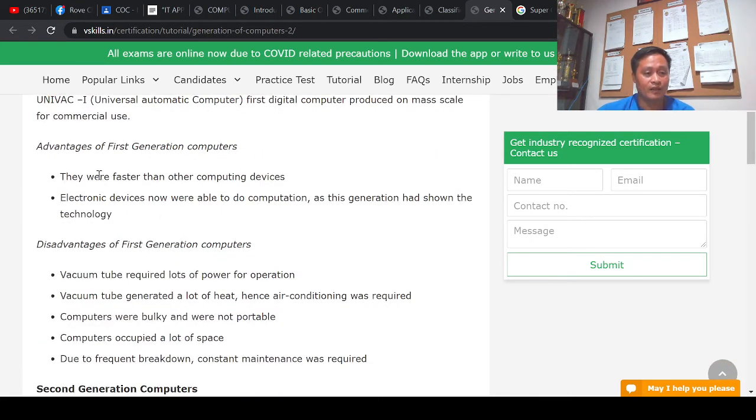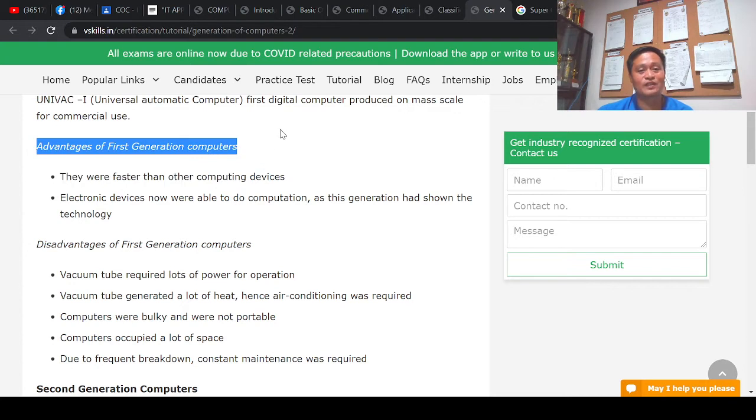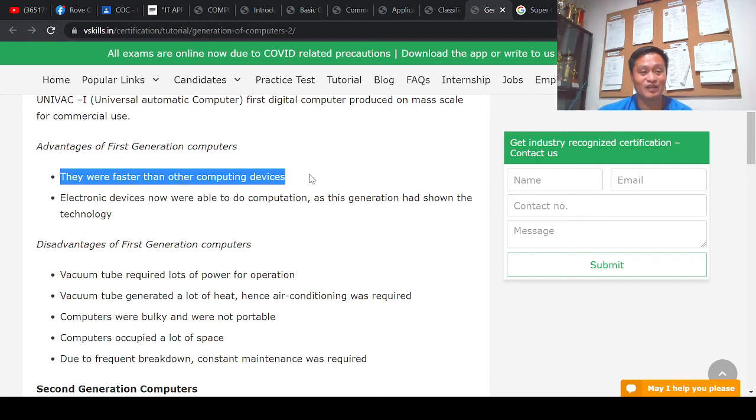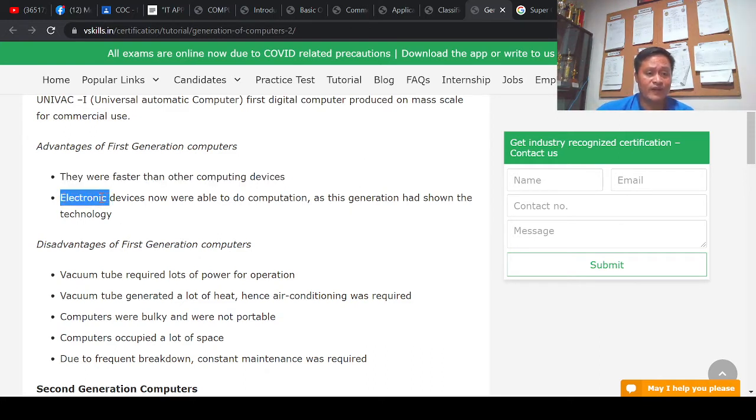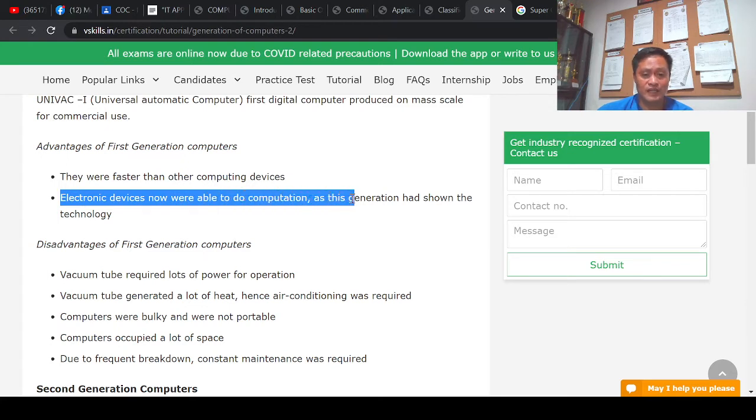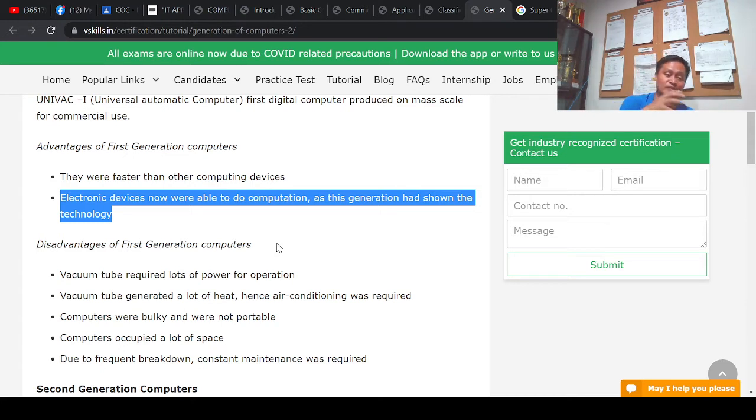And there are 2 advantages of first generation computers. The first one is they were faster than the other computing devices. Alright, and what are these other computing devices? Calculator, for example. Okay, first generation computers are faster than a calculator. Electronic devices were now able to do computation, as this generation has shown in the technology. Okay, so it's an improvement from the manual calculator to UNIVAC and so on and so forth.